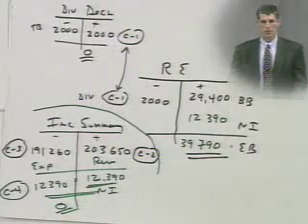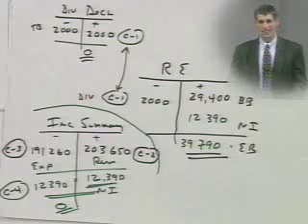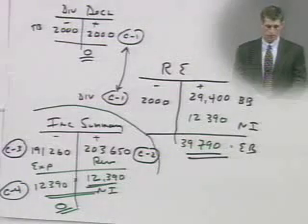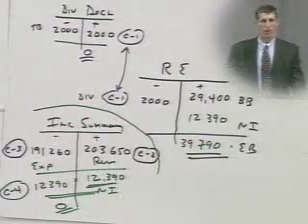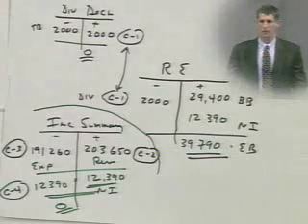Questions about that? So again, the key thing here is to recognize that we are zeroing out. The closing process is very simple. All we're doing is zeroing out all of our income statement type accounts.